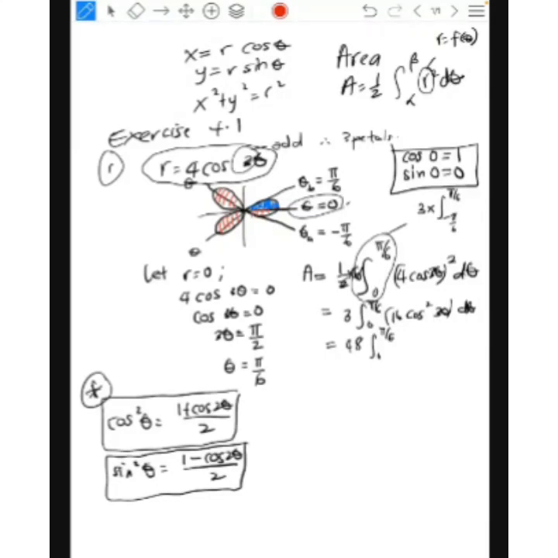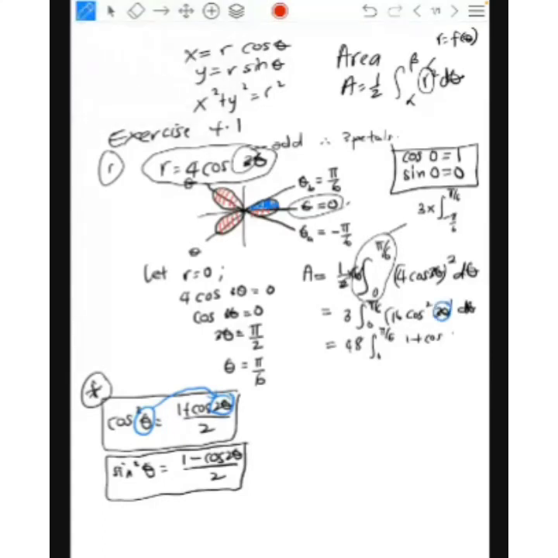Okay, so the cos squared will be 1 plus cos. Okay, if you see here, if my argument is theta, then this one will be 2 theta. So here it is 3 theta, 3 times 2, so it will be 6.